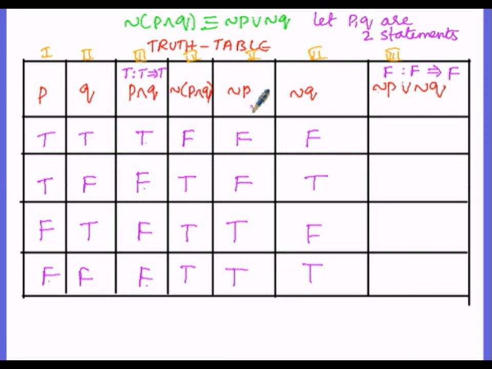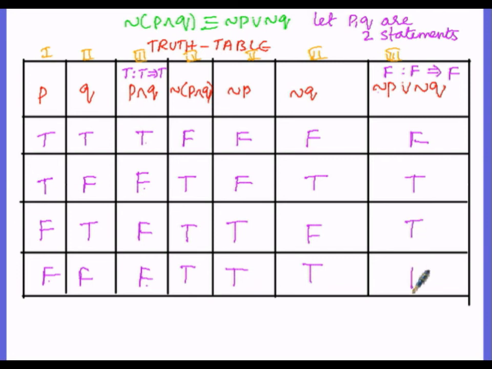Negation P is under the 5th column and negation Q is under the 6th column. We have to search under the 5th and 6th columns for F and F. So for F and F, the disjunction will be false. None other has it: F and T is there, T and F is there, and T and T is there. So the remaining truth values will all be true.